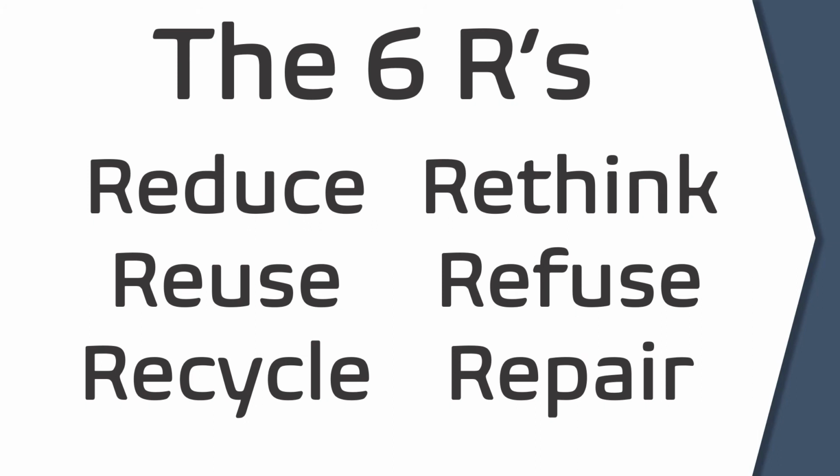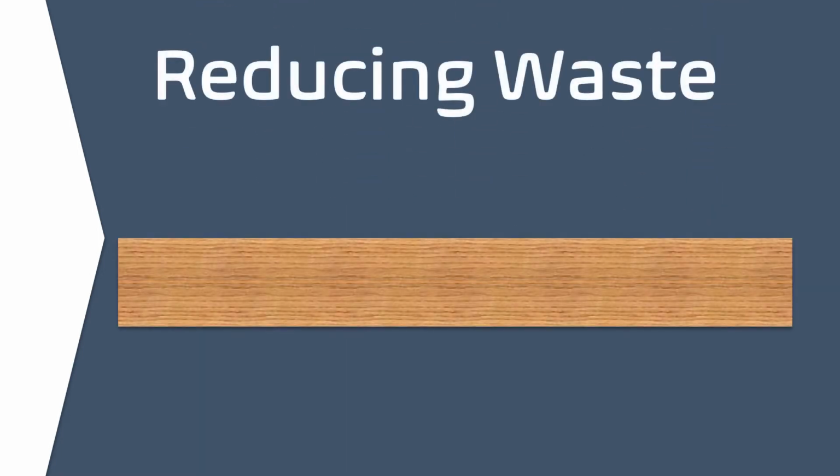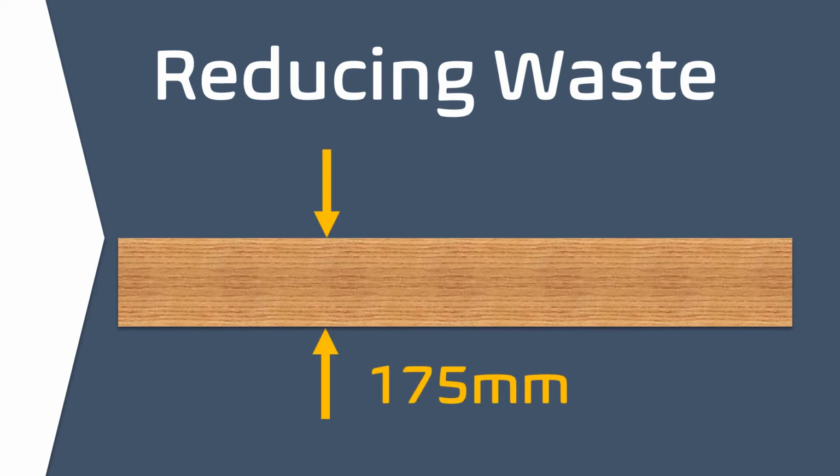So those are the 6 R's. Reduce, reuse, recycle, rethink, refuse and repair. Let's look at some practical examples about how you can work sustainably when doing your project. If we had a piece of our project which was made from solid timber, we would go to the storeroom and collect a piece. That timber would be about 175mm wide.